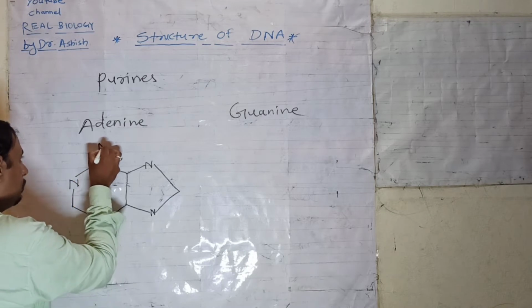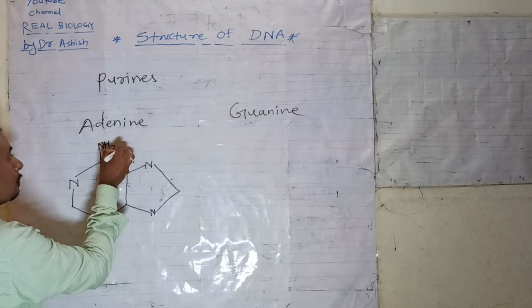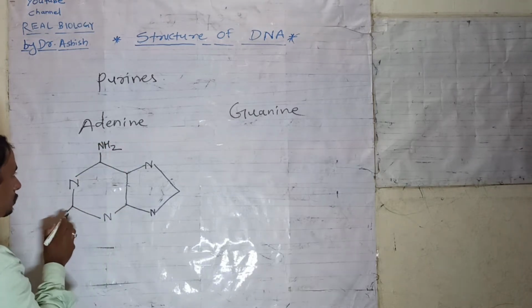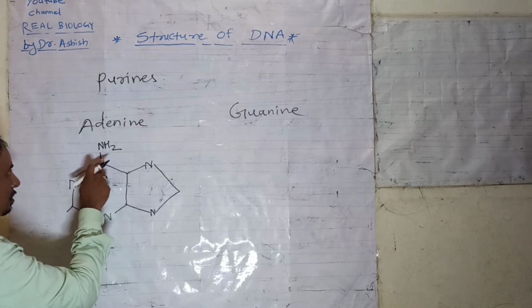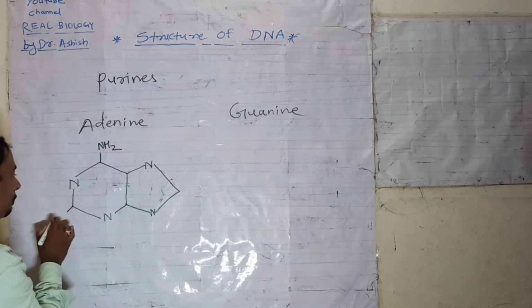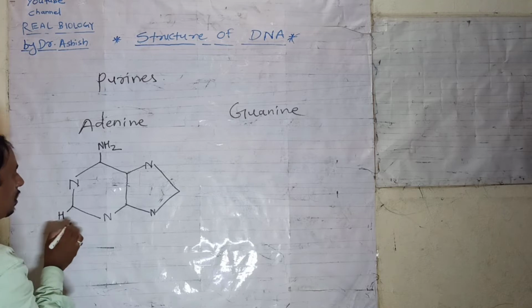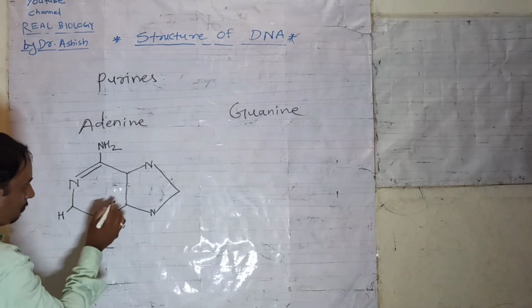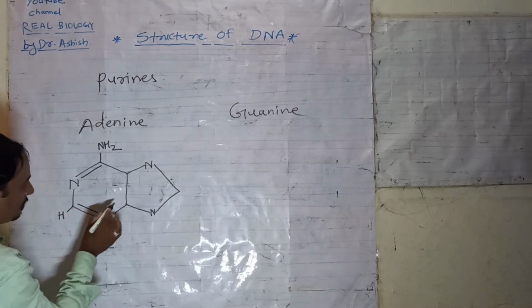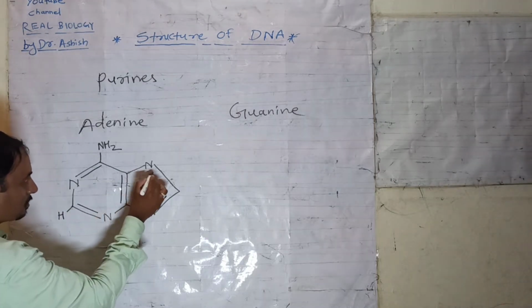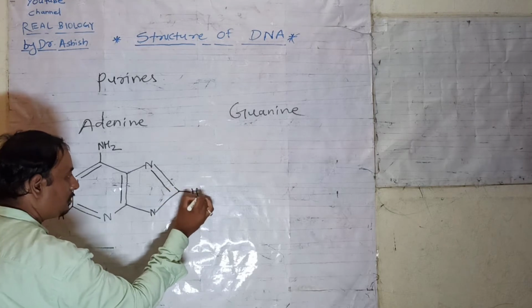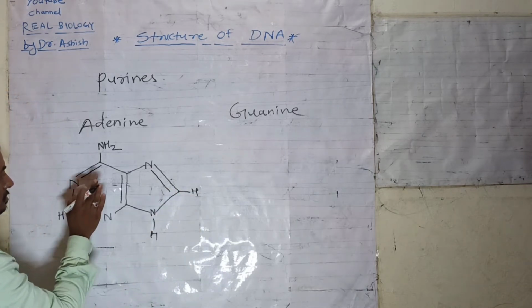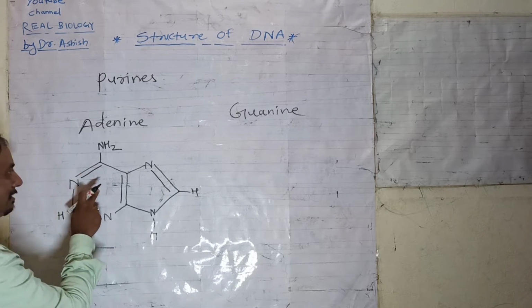It has some groups which are the only difference between the two purines. At this position it is an amino group, at this position it is a hydrogen atom. So let's complete the bonding. The bonding is like this. As you can see, there is one hydrogen, there is one hydrogen. Now the bonding is complete. This is the structure of adenine.